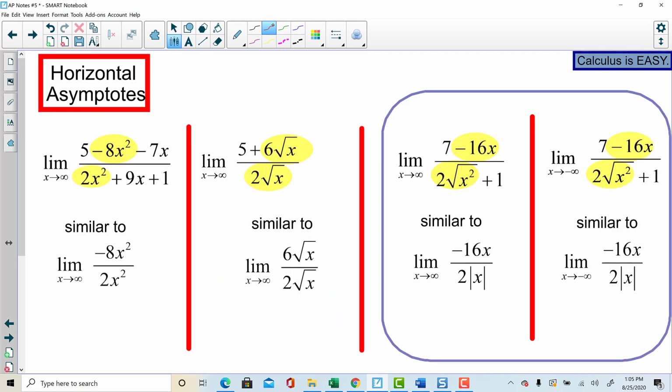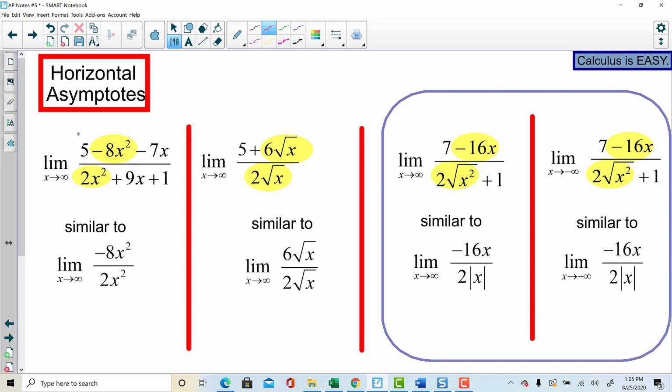Okay, now we're going to look at some more examples for horizontal asymptotes. Again, you're looking at the biggest degree on top and the biggest degree on the bottom, but it might not be in order. Be careful. They might try to trick you by putting it in the middle or towards the end. So you want to look for the highest degree and then ignore everything else.